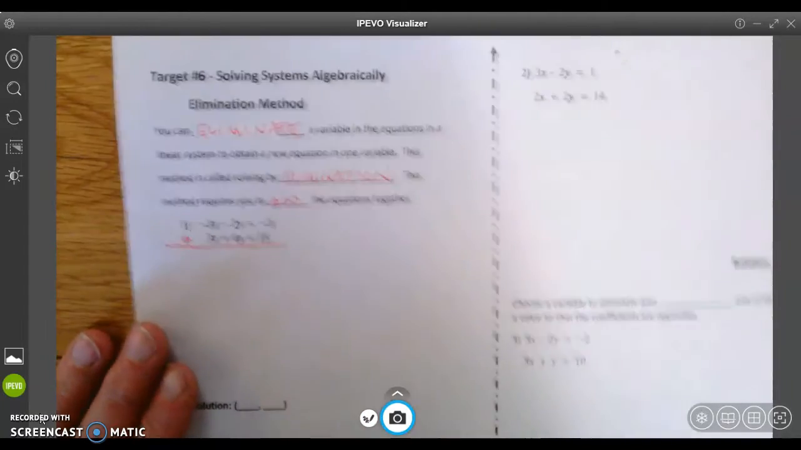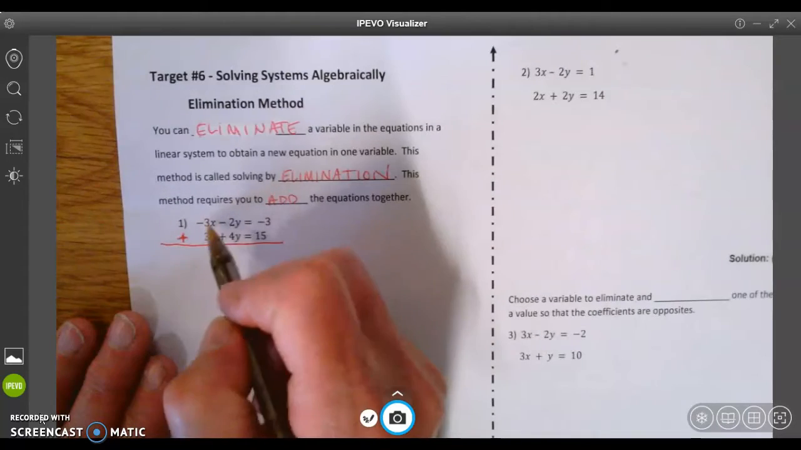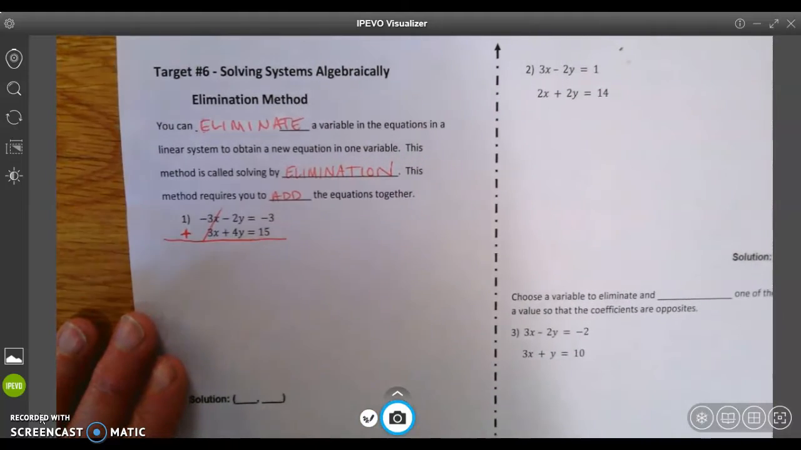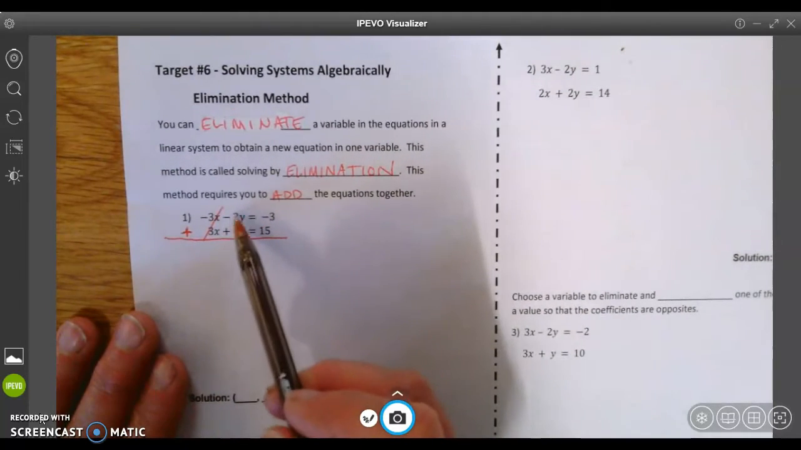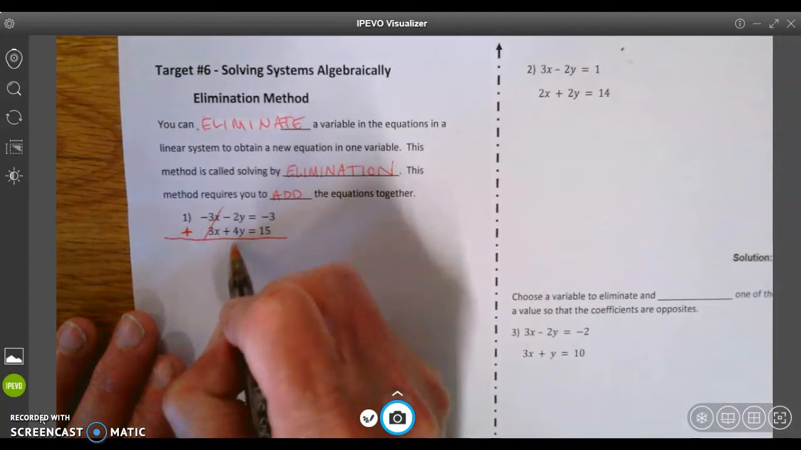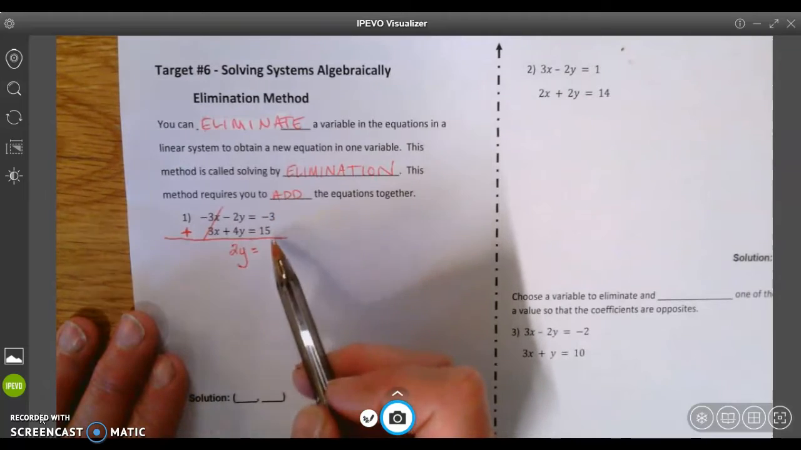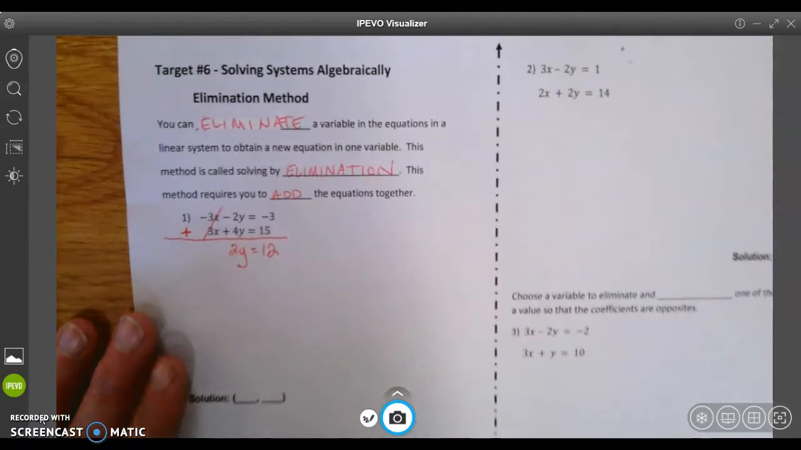Now this one's set up perfectly. If you notice, negative 3x will be added to positive 3x, and that is going to give us 0 x's. That's a good thing for using this method. Cross it out. In the middle, you will see you have negative 2y to add to positive 4y, and of course that gives you 2y. The constant terms also get added, so negative 3 plus 15 is 12.